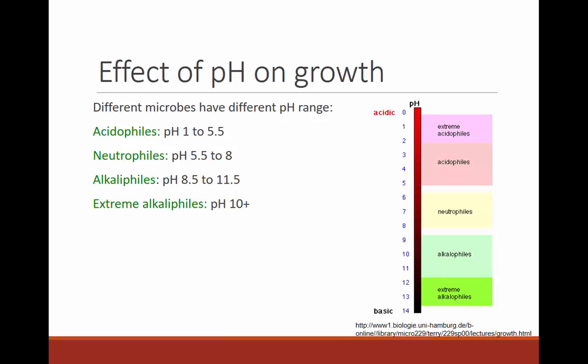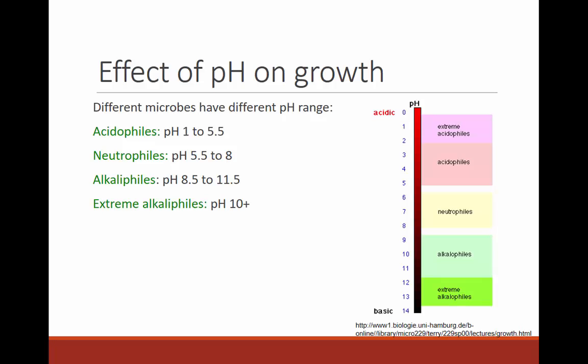So you've got bacteria that love acid environments, ones that love neutral environments, alkaline environments. Sometimes the extreme alkaphiles might be found at pHs 10 and above. Okay, so if you think about the pH scale here, we've got the extreme acidophiles, acidophiles, neutrophiles, alkaphiles, and extreme alkaphiles.